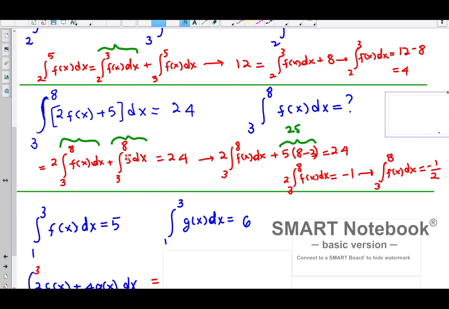So we had to manipulate the left-hand side using properties of integrals to isolate what was being asked of us, which was the integral from 3 to 8 of f of x. So the answer is -1/2.